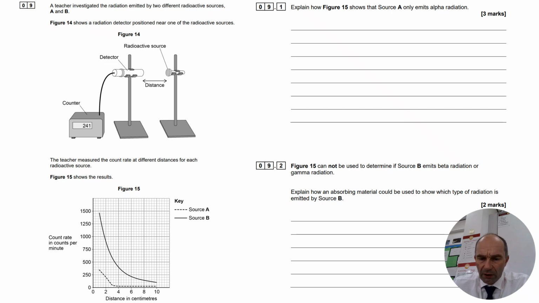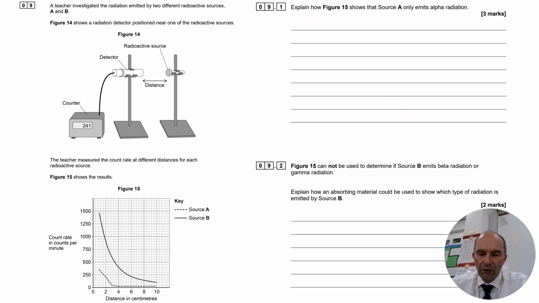You've got your detector and you've got your radioactive source. Now the teacher measured the count rate at different distances for each radioactive source, and that's where that graph comes from. The dashed line is for source A, and the solid line is for source B. It's count rate in counts per minute, and distance in centimeters from your detector. So 9.1, explain how figure 15 shows that source A only emits alpha radiation.